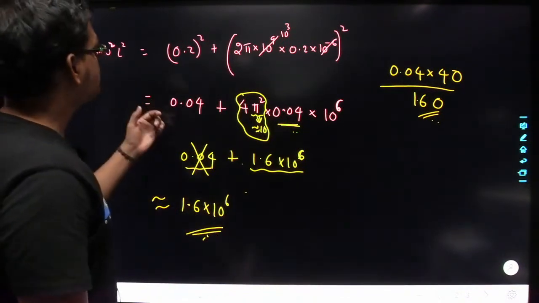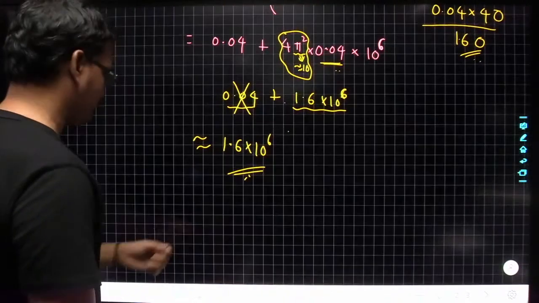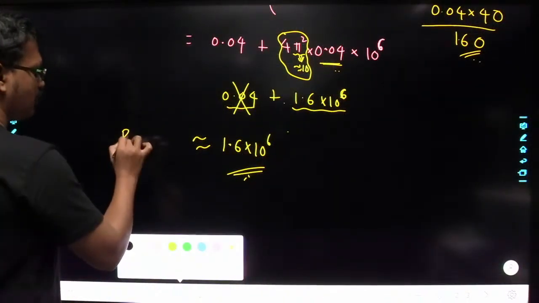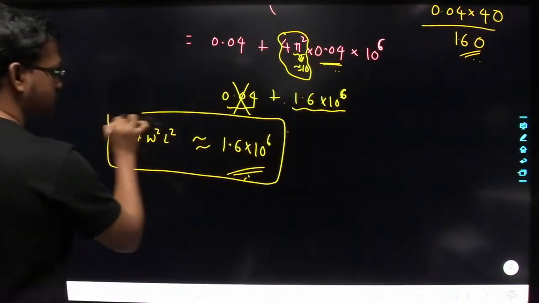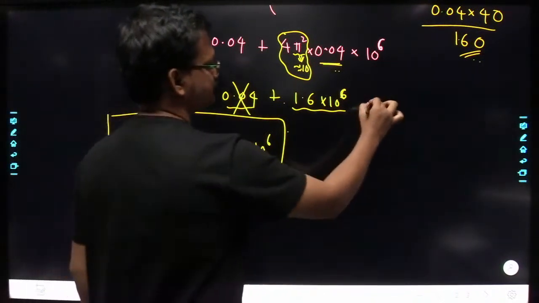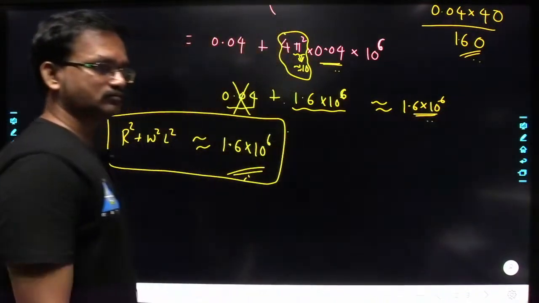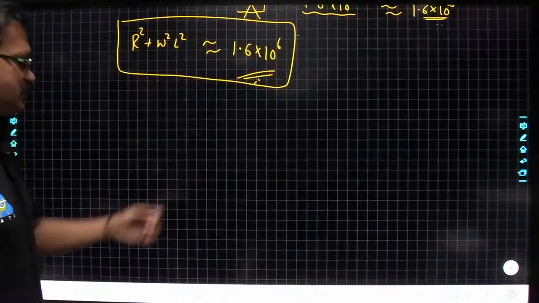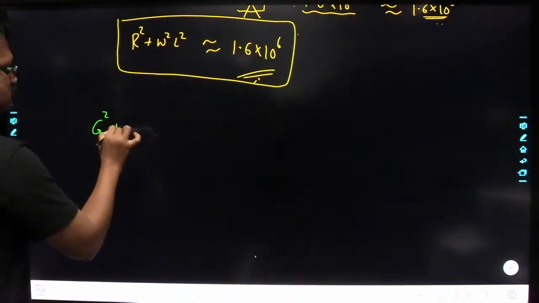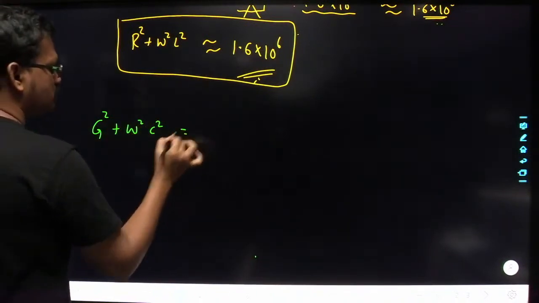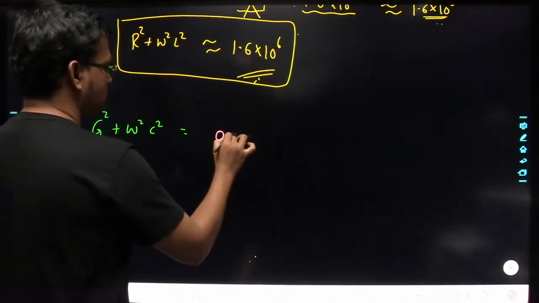Now, similarly, you can determine z square plus omega square c square. So this is the value of r square plus omega square L square. Next you have to determine z square plus omega square c square. What is the Z value? Z is 0.1.